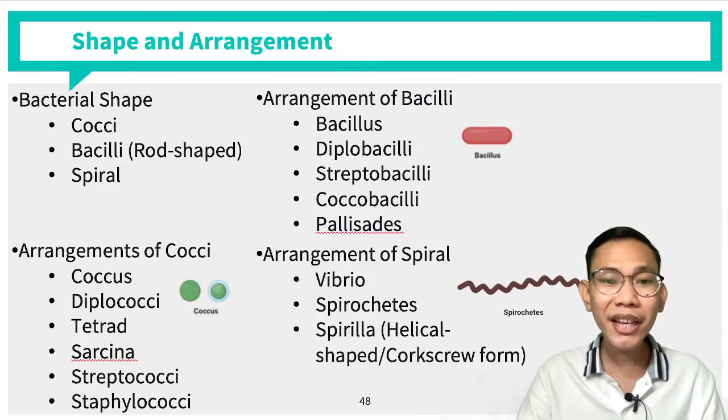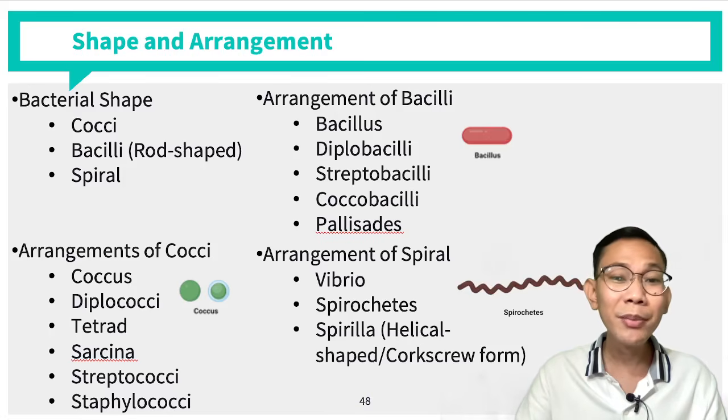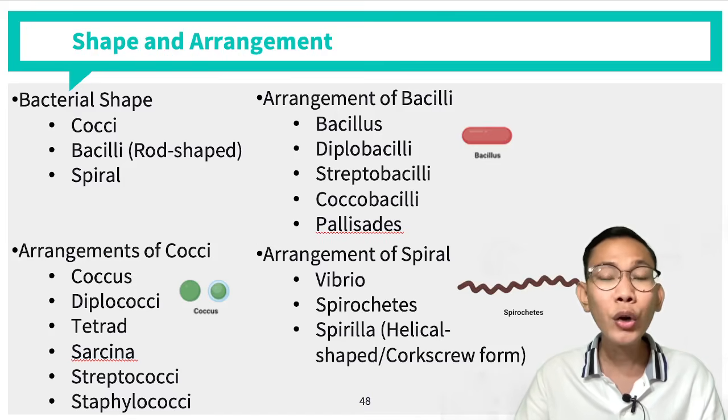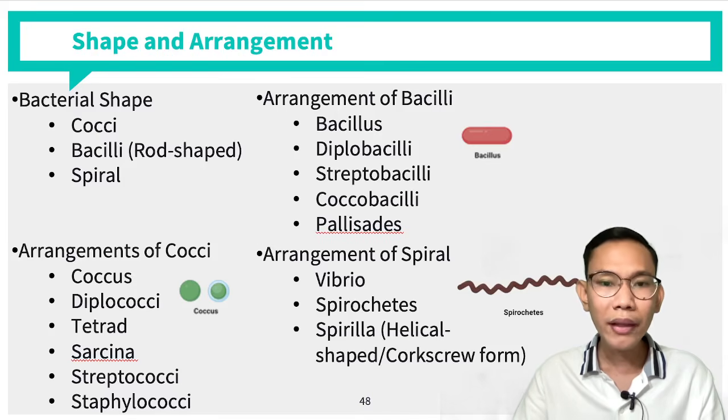So, the different shapes and arrangements. What are the different bacterial shapes? We are talking about your cocci, your bacilli, rod shape, and your spiral. Then, each of these bacterial shapes will have its own corresponding arrangement. For the arrangements of your cocci, we have your coccus, diplococci, tetrad, sarcina, streptococci, staphylococci. The arrangement of your bacilli, we have your bacillus, diplobacilli, streptobacilli, coccobacilli, your palisades, and for the spiral, we have your vibrio, spirochetes, spirilla, which is helical shape, corkscrew form.